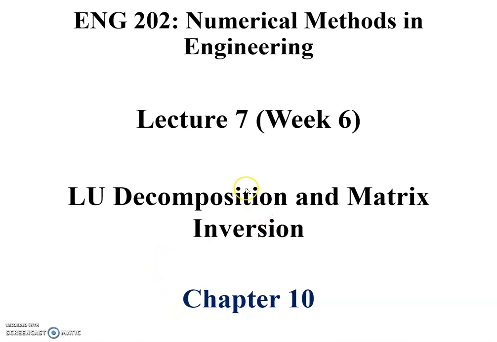This is topic 7 in week 6, LU Decomposition and Matrix Inversion. It is chapter 10 of the book. By LU decomposition, L is for lower and U is for upper. So we will decompose a square matrix into lower and upper triangular matrices.